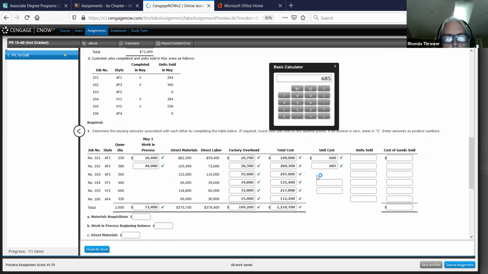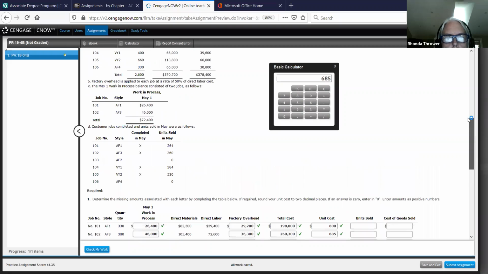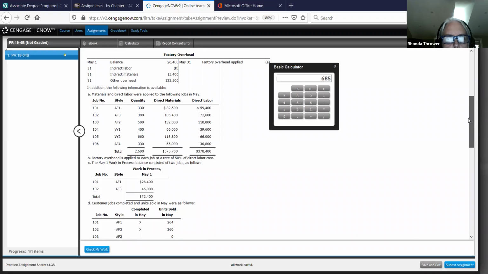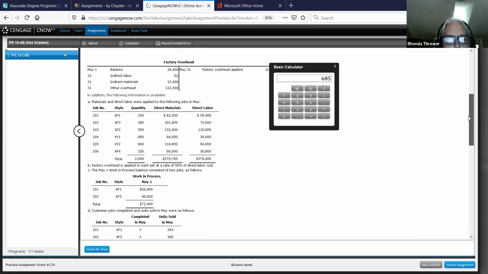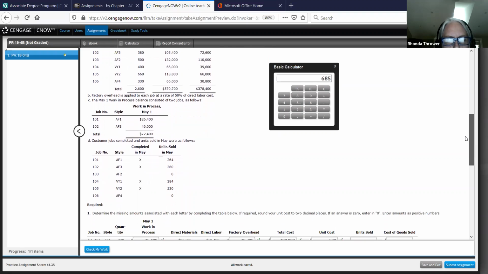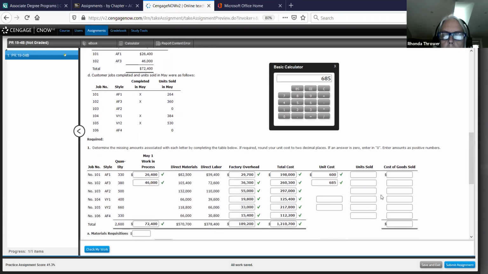Notice they skipped a blank for job number 103. And the reason for that is that they did not complete job number 103 during this period of time. And I'm looking to see where they told you that. You see right here where it's got customer jobs completed, they've got job number 103. There's no X mark for that. So job number 103 was not completed during this period of time. And neither was job number 106. But job number 104 was completed and job number 105 was completed.